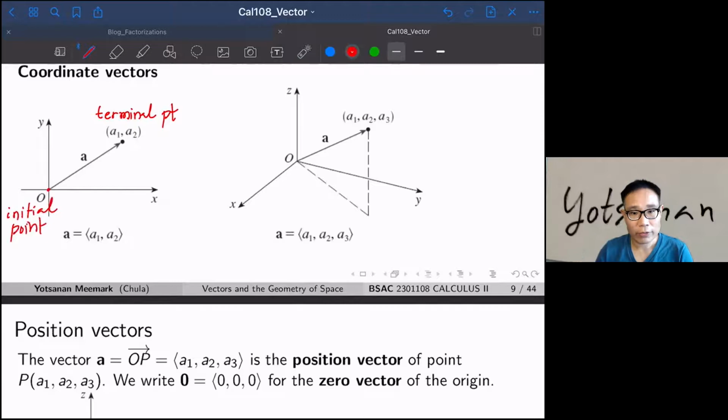So you have the vector a, called the coordinate vector. The vector a is a1, a2, and in three dimensions the vector a is a1, a2, a3. Here we use different brackets. Points are written with parentheses, right? However, for vectors we use angle brackets.